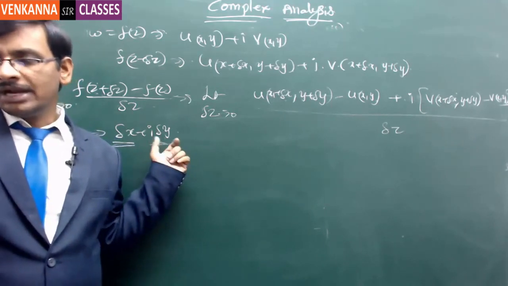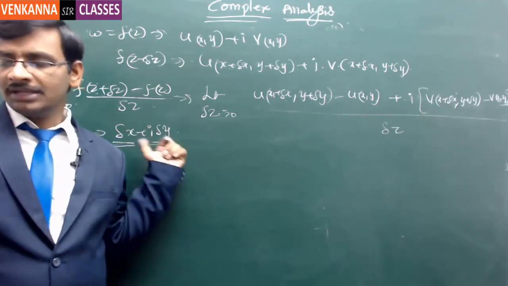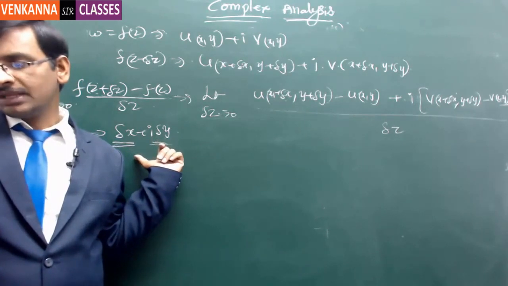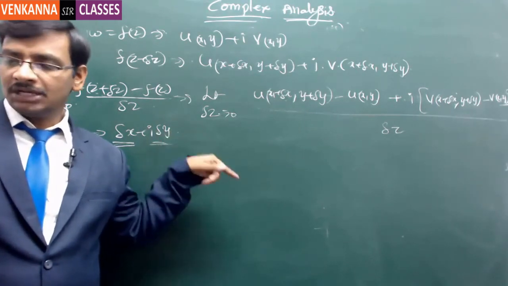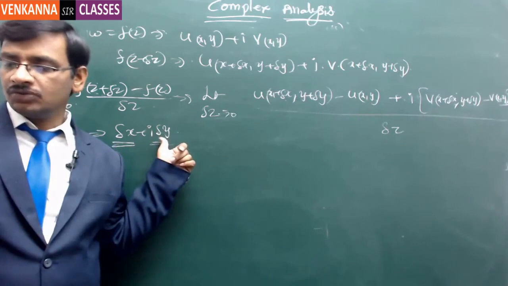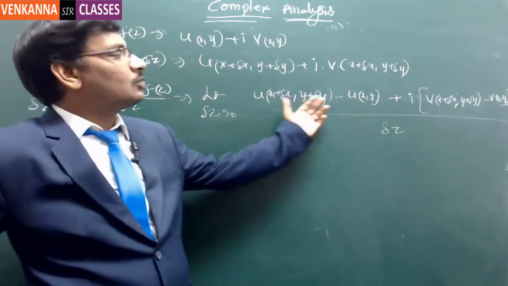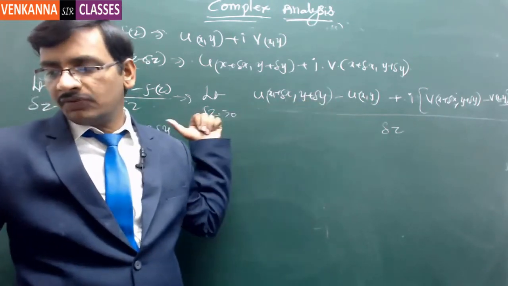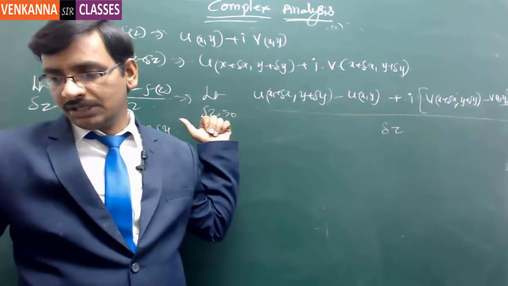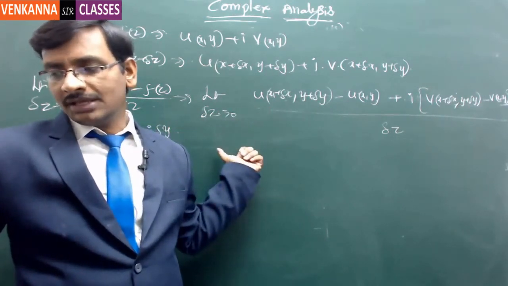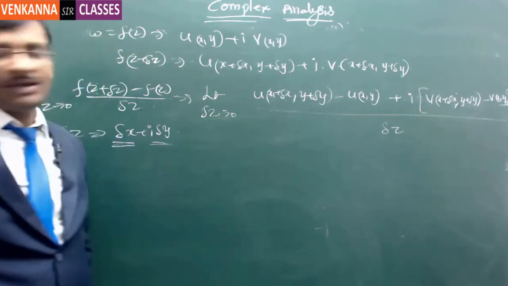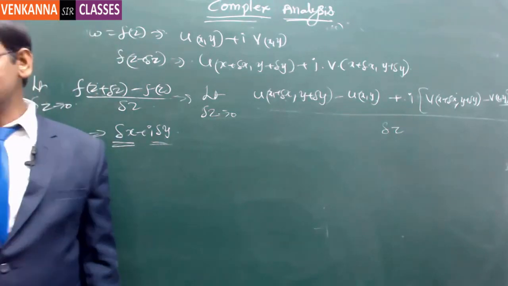One is delta y tending to 0 first and then delta x tending to 0 next. Or the other way, delta x tending to 0 first and then delta y tending to 0, because you have identified two different variables for the corresponding function f of z plus delta z minus f of z. So you can take either of the case. Now one case, if delta y is equal to 0 and delta x tending to delta z.